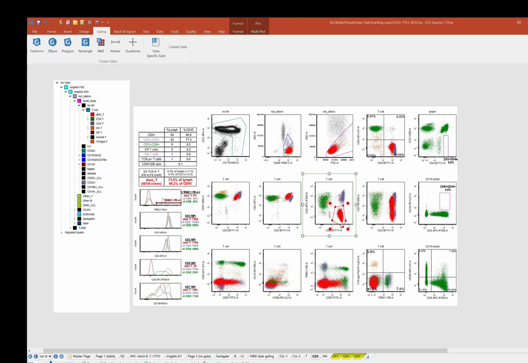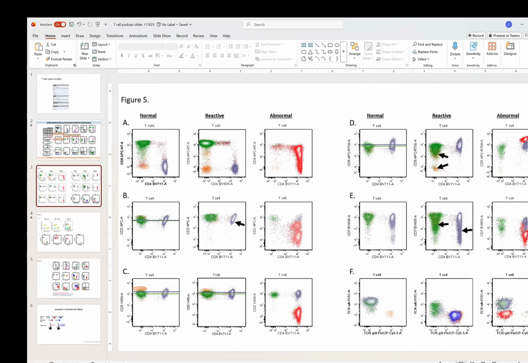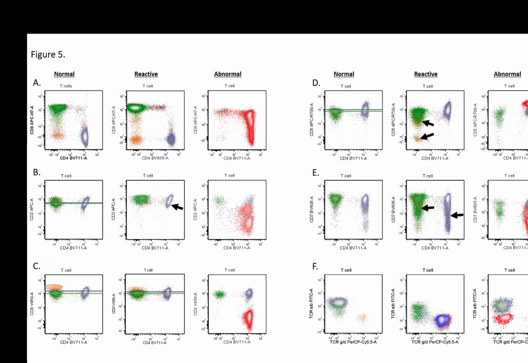Yeah, that's actually one of the major reasons why we have figure 5 in our paper, because it is really important. TRBC1 and 2 are kind of like kappa and lambda in that they are essential, but they are not sufficient to diagnose an abnormal population. So figure 5 goes over the different patterns. For T cells, a lot of the core antigens that we recommend in table 2, the changes are often subtle, but you need to be able to recognize them.